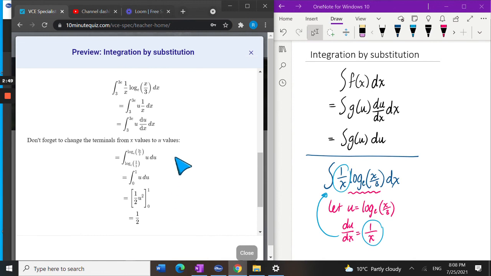Just as a reminder, the u substitution method here is to choose a function u where we have the derivative as part of our integral. The du dx would cancel when we integrate over x, but just don't forget to also change your terminals.